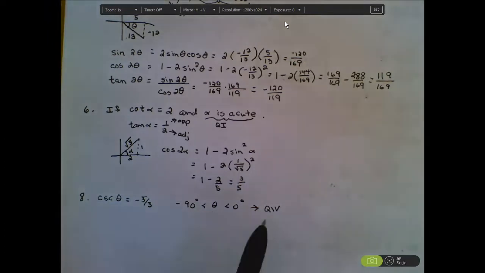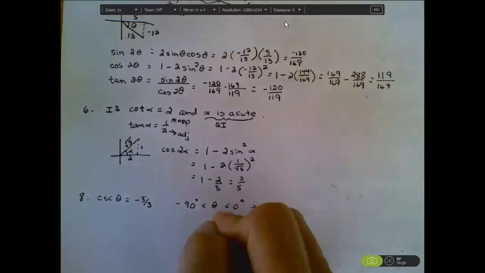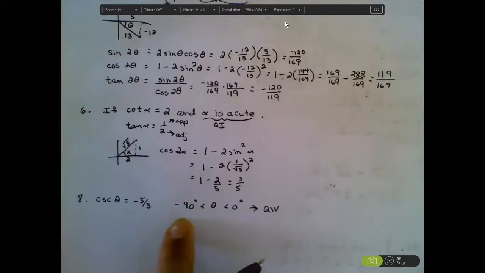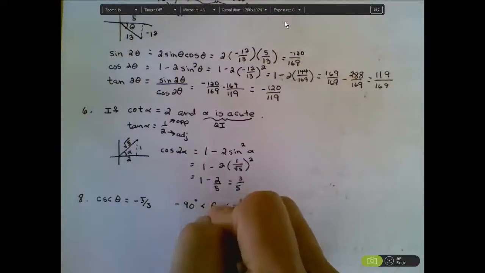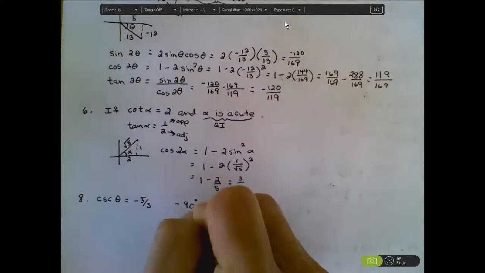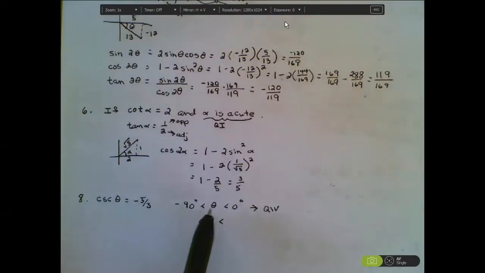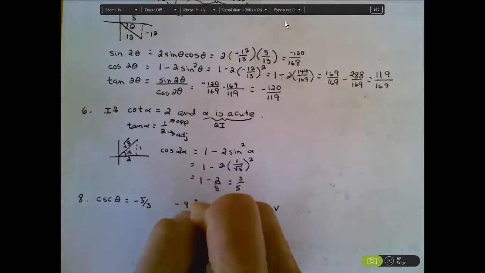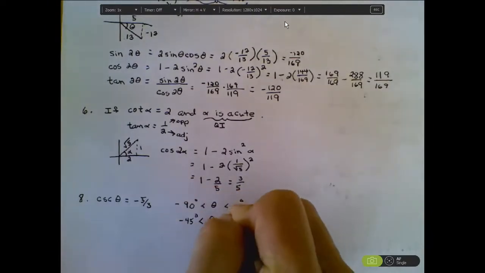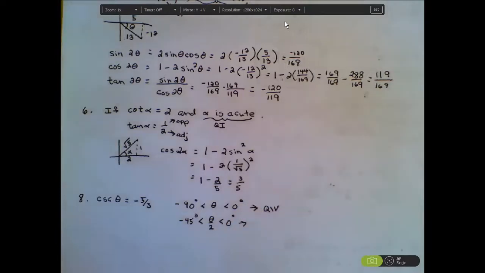So theta is in the 4th quadrant. If theta is between -90 degrees and 0 degrees, what's theta over 2 between? It's okay to divide all 3 sides of a compound inequality by 2, and you get theta over 2 is between -45 degrees and 0 degrees. So in what quadrant is theta over 2?